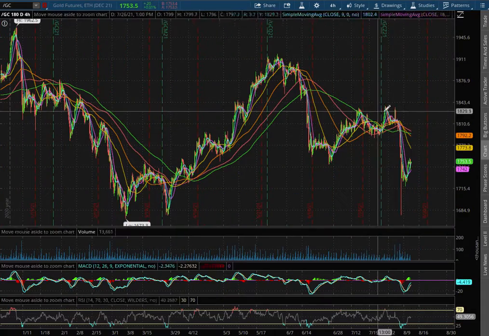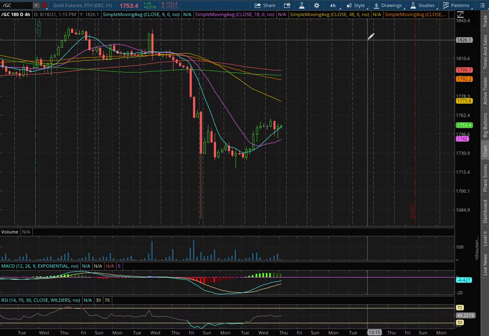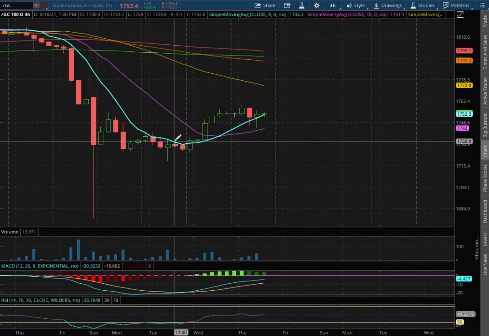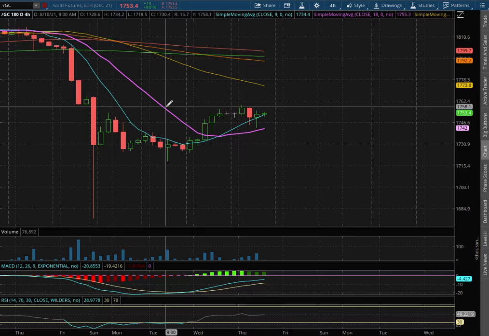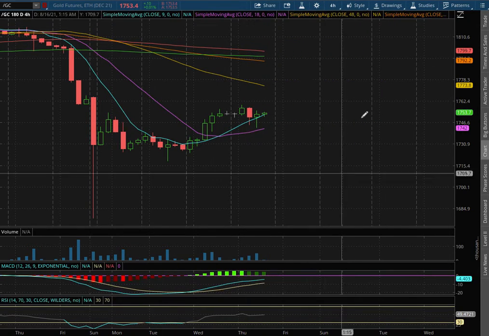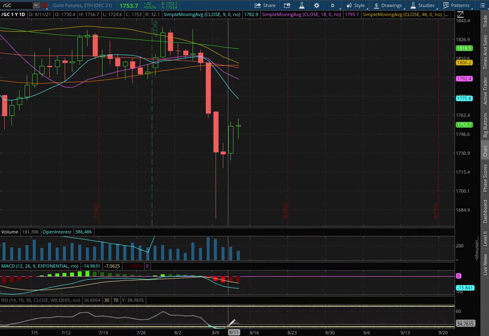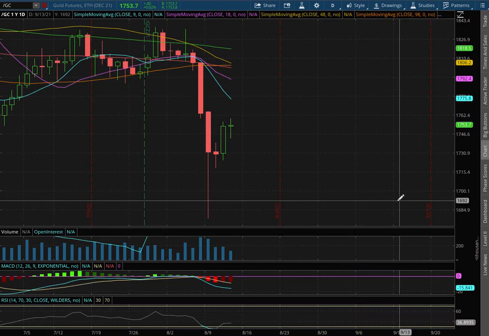With the 4-hour chart, we remain in negative MACD, we did see it converge, and we're off of oversold levels with the RSI. We also see the 9 moving average converge onto the 18 moving average, the blue and purple lines respectively, and we're approaching positive MACD territory. As with the daily chart, we remain in negative MACD and slightly off of oversold levels with the RSI.